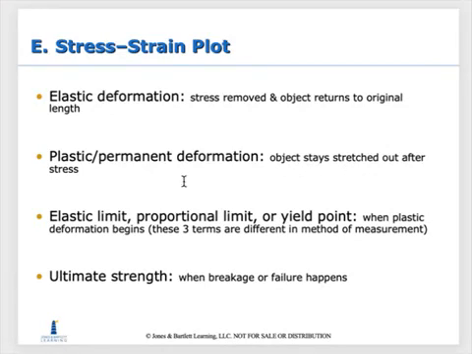Eventually, it's going to stay stretched out after that stress, or like a rubber band over time, it's going to get stretched out and be a different shape. Then we have the elastic limit, proportional limit, or yield point. So this is when something begins to deform. These are usually used interchangeably, but they are three different measurement methods. And then ultimate strength, that's when something just finally gives out and it has to break.